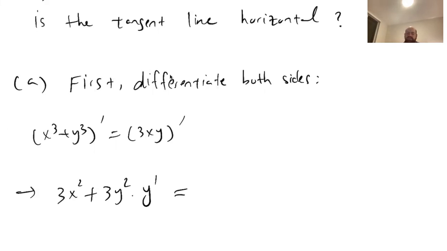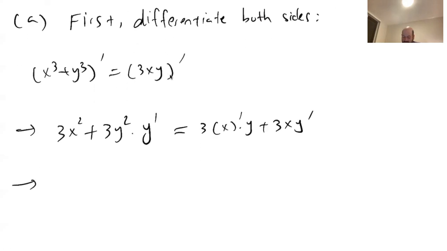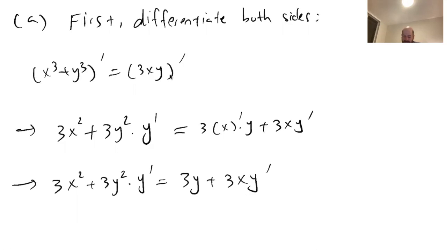Now, what about the right-hand side? I have 3x times y, so it's a product of two functions, therefore I need the product rule. So it's going to be the derivative of 3x times y plus 3x times the derivative of y. So then we get 3x squared plus 3y squared times y prime equals 3 times the derivative of x, which is 1, so 3y plus 3xy prime. So we differentiated both sides.